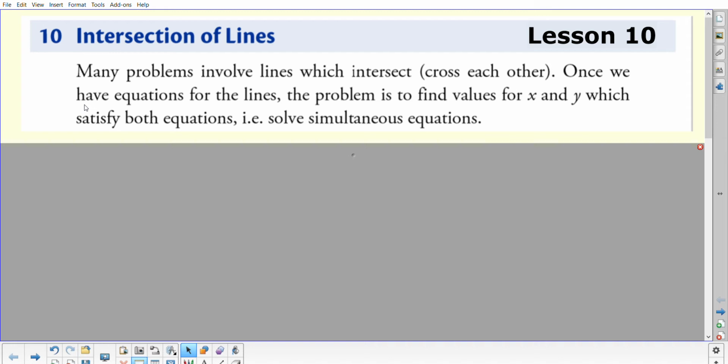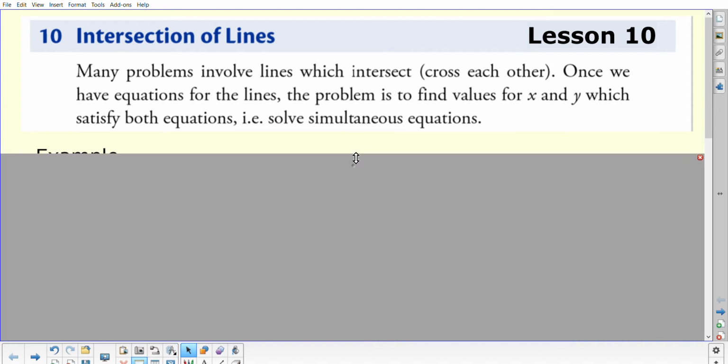So basically, if you're given a pair of lines that cross over each other, then we're trying to find the x and y value which works for both equations. Okay, so this is where you've met this before when we were doing solving simultaneous equations. That's a technique that we can use to solve this.